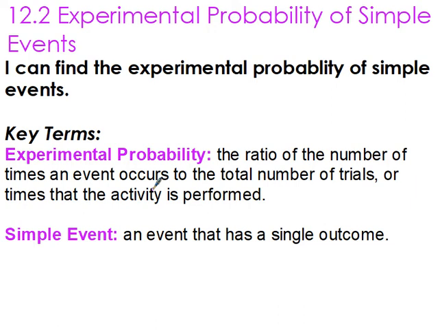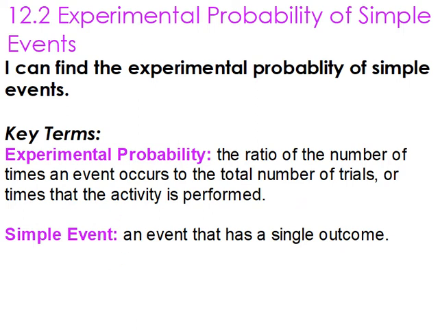Experimental probability is still a fraction, just like what we learned in 12.1. If you've not watched 12.1 yet, please go and do so now. Experimental probability is still written as a ratio, which is a fraction, of the number of times the event occurs to the total number of trials. That formula should be in your notes, and it's on the next slide.